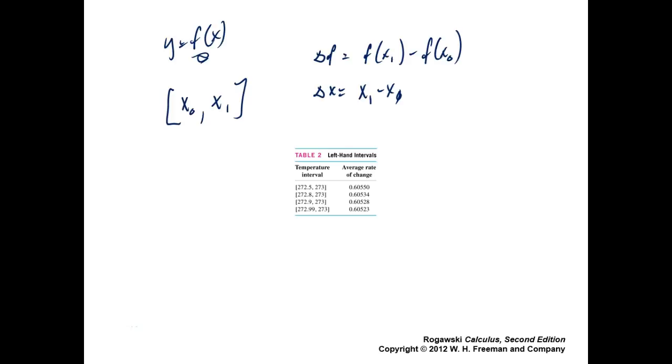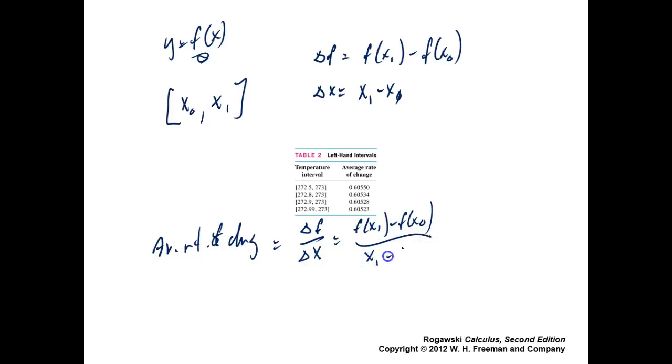It could be cubic feet. Well, that's time again. Cubic feet per minute. Any kind of thing that's changing with respect to some other variable. Then the average rate of change, I'll abbreviate this, would be delta F over delta X, which would be F of x1 minus F of x0 over x1 minus x0. There would be your average rate of change.